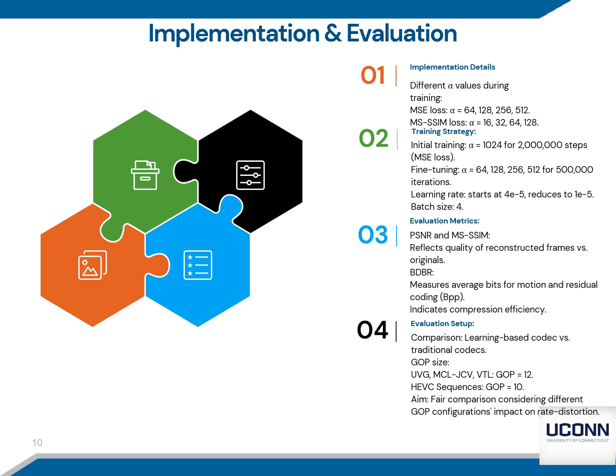And here are the implementation and evaluation details. For the evaluation metrics, we used PSNR and MS-SSIM. We also use the BD-BR evaluation metric, and we express bitrate in BPP. We used this BD-BR evaluation metric because it shows better compression efficiency results. And we use different types of GOP, that is group of pictures, to show the effectiveness of our proposed method. For example, for the UVG, MCL-JCV, and BTL datasets, we use a group of pictures of 12, and for the HEVC sequences, we use 10. So for a fair comparison, we modified some things with the traditional methods and also deep learning methods, and we show it in the ablation study.